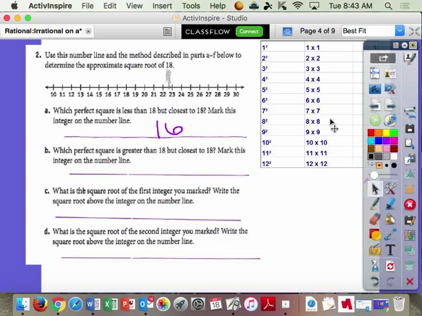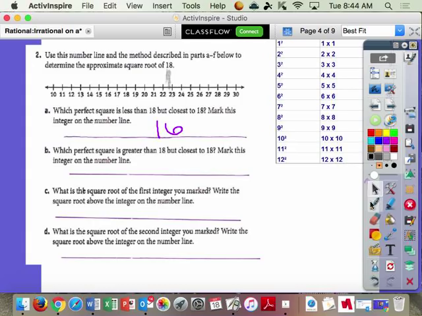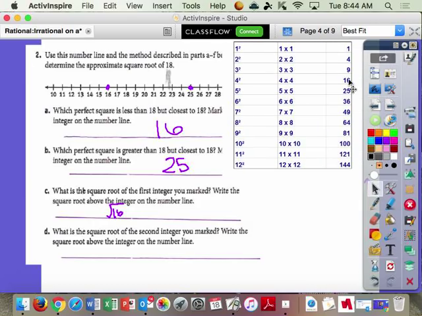Which perfect square is greater than 18? That's our 25. So we're going to put 25 here, okay? So I'm going to put a dot on the 16 on my number line and a dot on my 25 on my number line, all right? Now it says, what is the square root of the first integer? So what is the square root of 16? Well, if we look at our little chart up here, we have 16, well, that's 4 times 4, so the square root of 16 is 4, okay? Write the square root above the integer on the number line. So the square root of 16 equals 4. Now, the other one, what is the square root of 25? Where does that fall? That falls at the number 5. Okay?